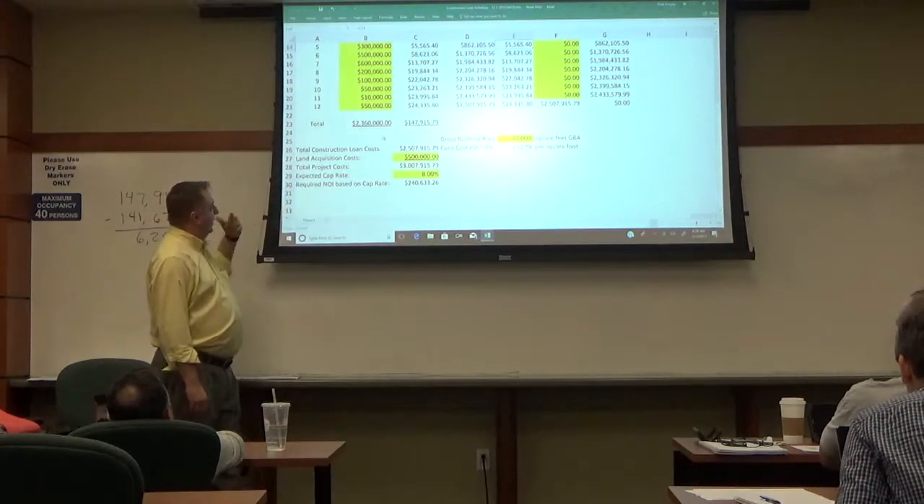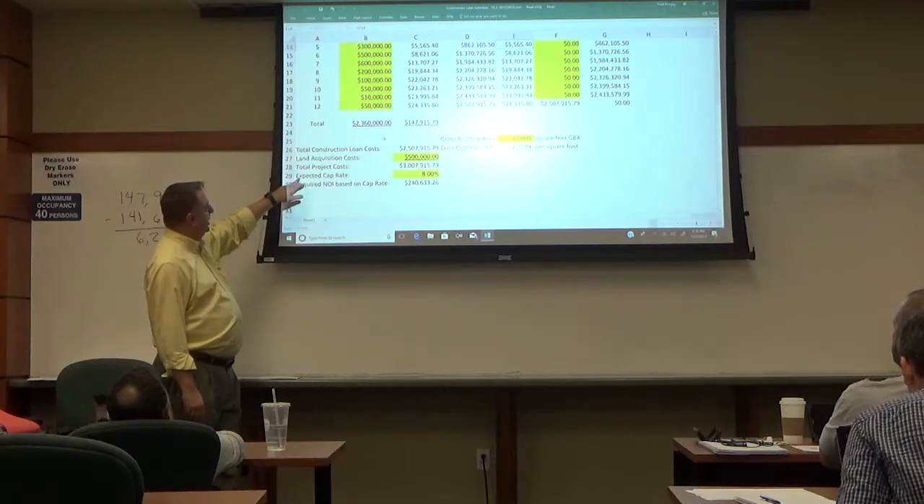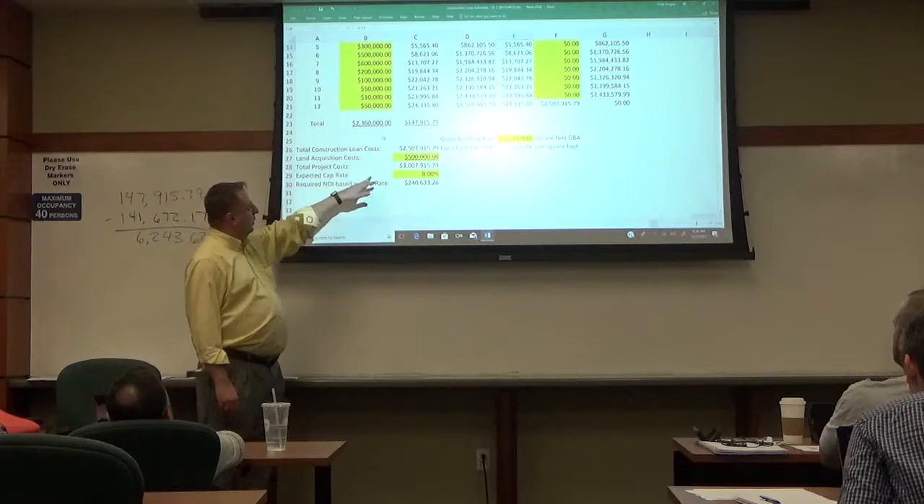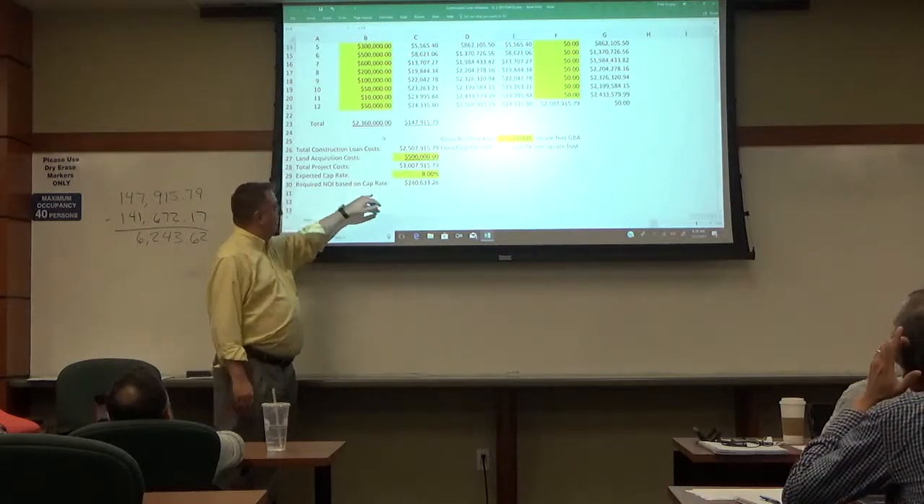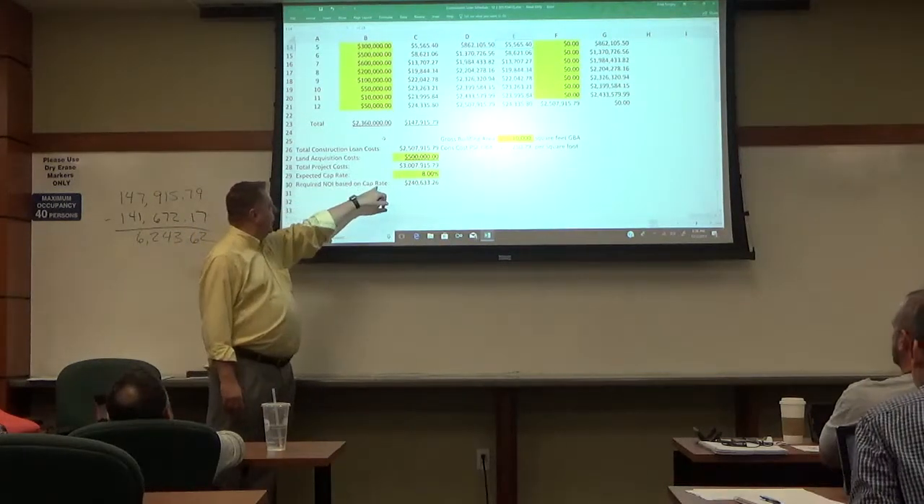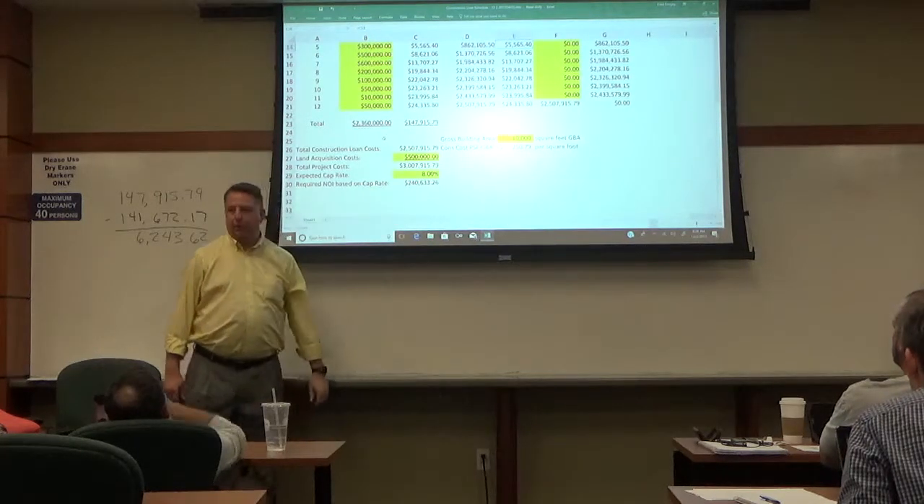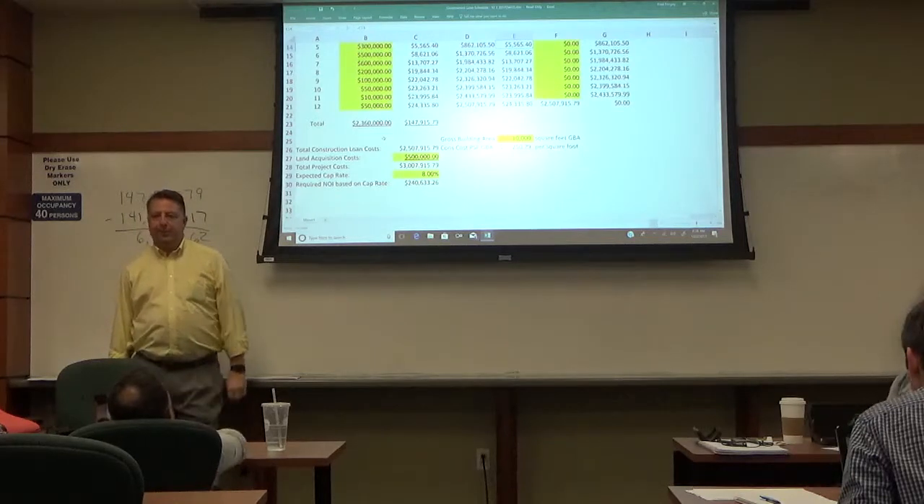million. And then if we were to apply a cap rate to this, just to get a sense for the finished product, what would we have to get in terms of required net operating income on this property on an annual basis? We would need somewhere around $240,000. Okay, does that make sense?